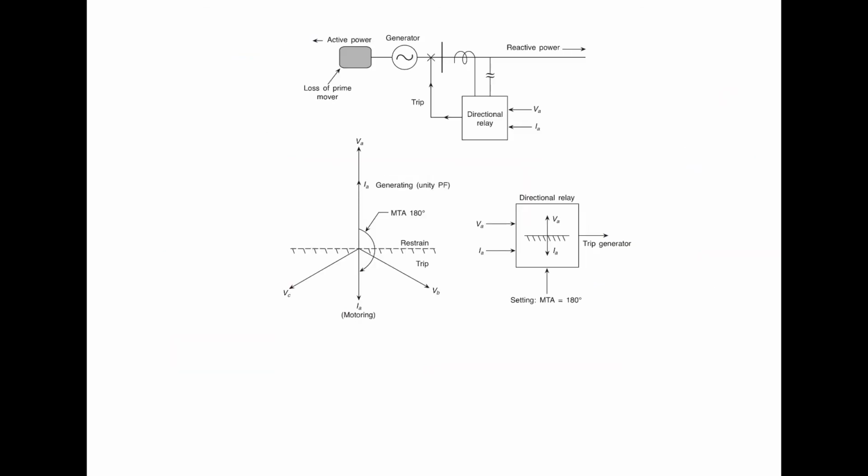The scheme which we can use is the directional relay with an MTA of 180 degrees using the generator phase angle conventions, and it would detect the loss of prime mover as the current phasor would reverse, as you have seen here. Now the current phasor is reversed and it moves to the trip region in that case.